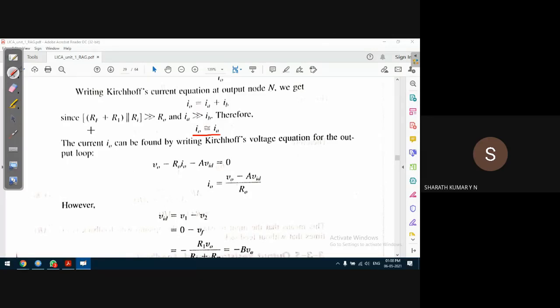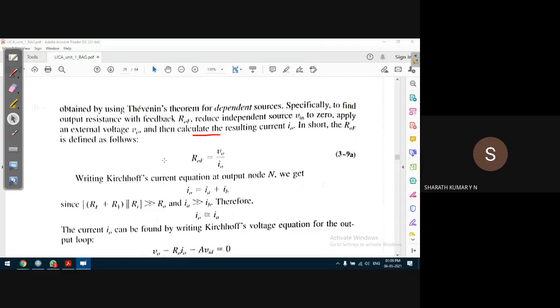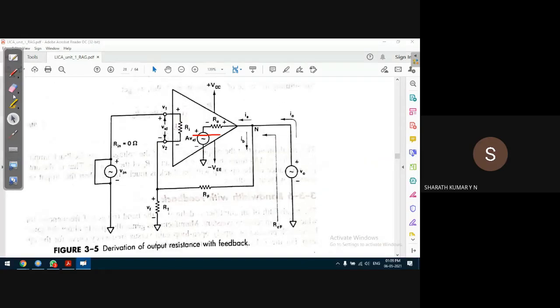One more observation is that RF plus R1 is in parallel combination now. Observe this, this is the parallel combination. There is RF plus R1. Why RF plus R1? Why not RF in parallel with R1? Because if you consider this current IB, it flows into two networks. One is through RF.